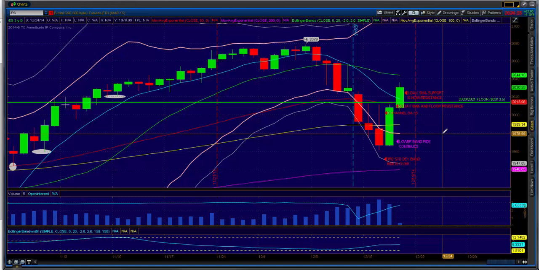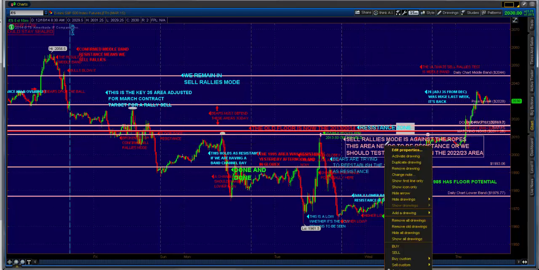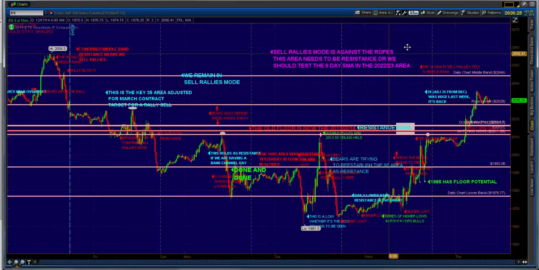And where we stand now, let's look at the 15-minute chart. I've got it zoomed out a little bit because last week is starting to become important with respect to this week. And I'll have a zoomed in version of this that'll be going out after the webcast goes. But this is where we left it last night. Sell rallies mode is against the ropes. This area needs to be resistance.